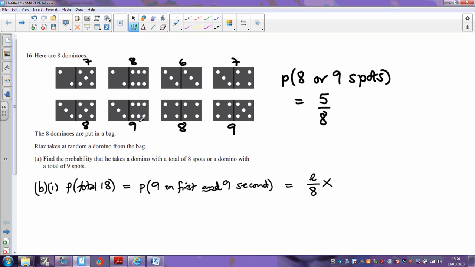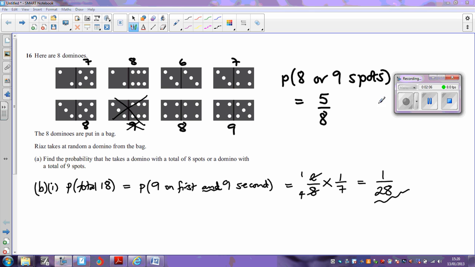Once he's chosen his first domino, this domino has now disappeared, so there are now only 7 dominoes left, of which one of them is a 9. So the probability that his second domino is a 9 is only 1 out of a possible 7. In other words, if we multiply those two together, well, I can simplify 2 and 8 to become a quarter. So the probability that he gets a 9 followed by a 9 is actually just 1 times 1, well, that's just 1. 4 times 7 is 28. So the probability there is just 1/28.